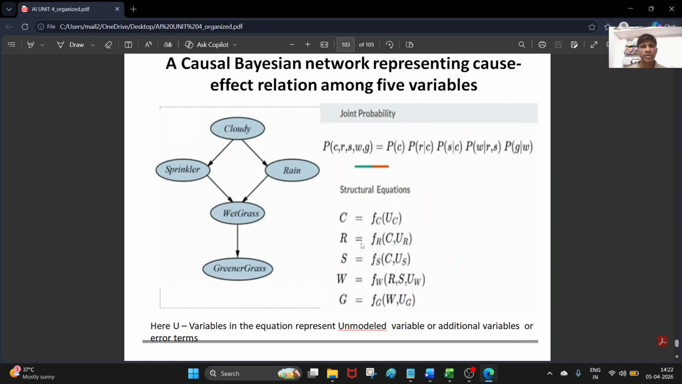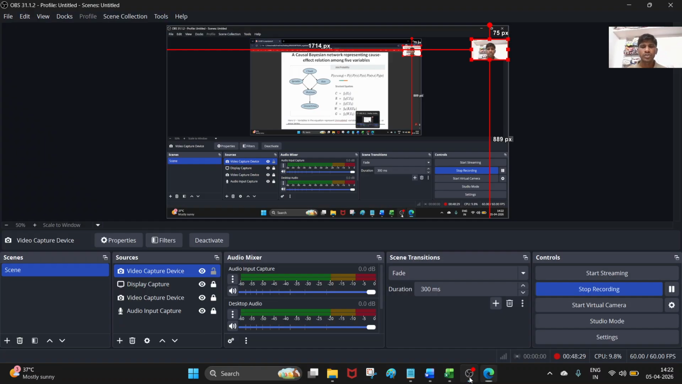Let us consider the rain node. So here for the rain node, the function is FR, and it has a node called C, where C is the parent of the rain node, and UR is the unmodeled or error term or an additional variable. Likewise, you have to rewrite. So this is regarding the causal network. This is the last topic of unit 4. So thank you.